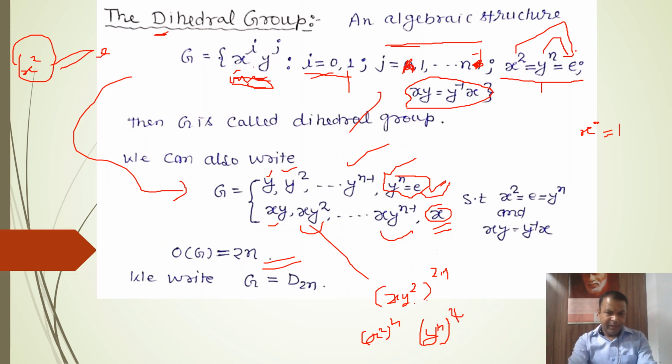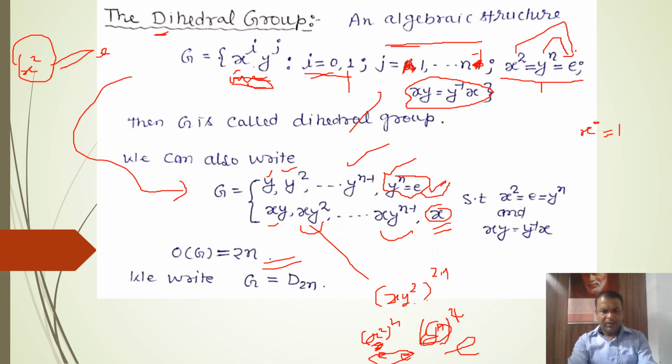We know that the value of x square is an identity. So identity to the power n will give an identity. And y to the power n is an identity. So identity to the power 4 will again be an identity. So after you compose this identity with another, you will get an identity.